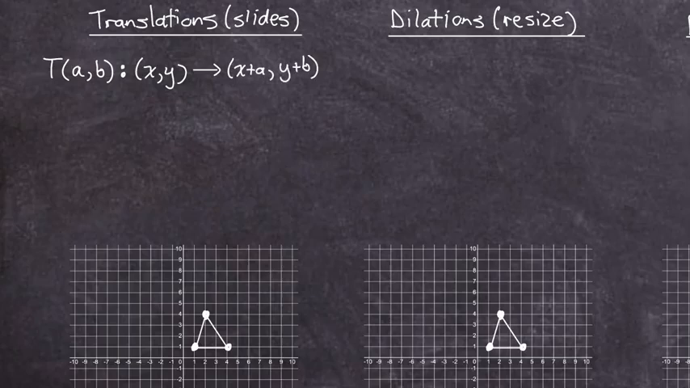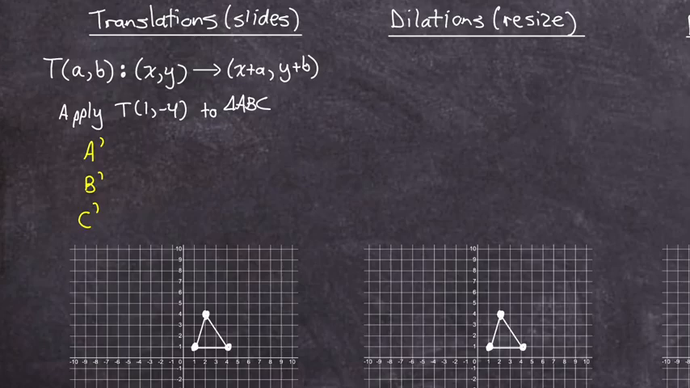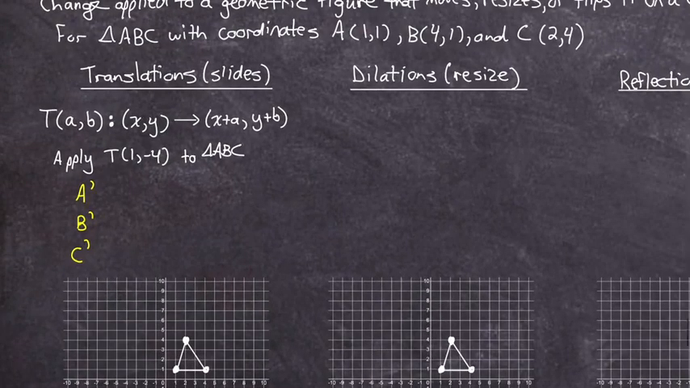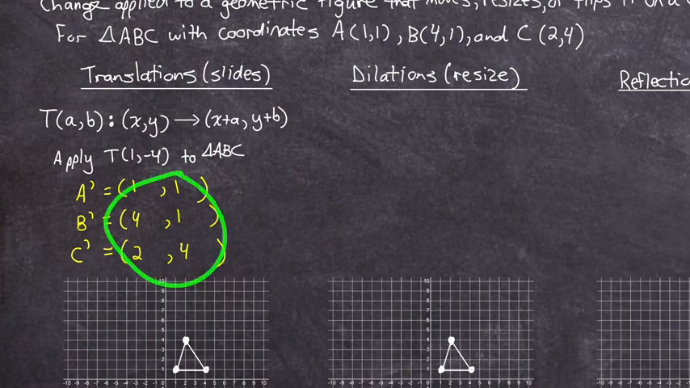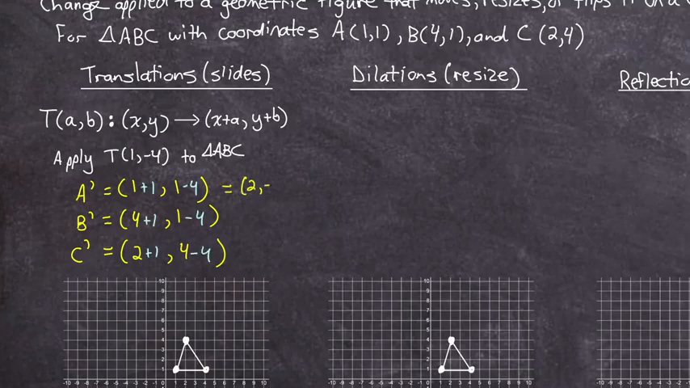So let's apply the transformation (1, -4) to triangle ABC. I need to get my image points, which we call A prime, B prime, and C prime. I can start by taking my points A, B, and C. Notice I left a lot of spaces when I wrote the coordinates, because to each of the x-coordinates I need to add 1, and to each of the y-coordinates I need to subtract 4. That gives me the point A prime as (2, -3).